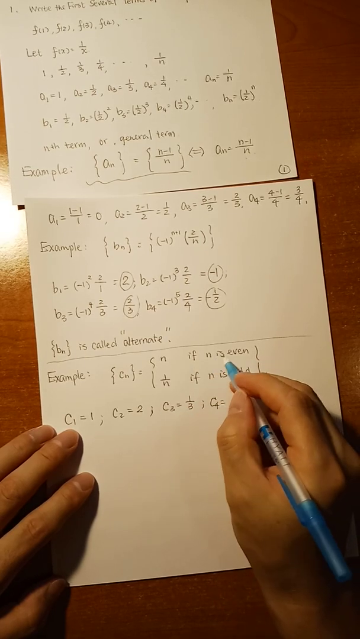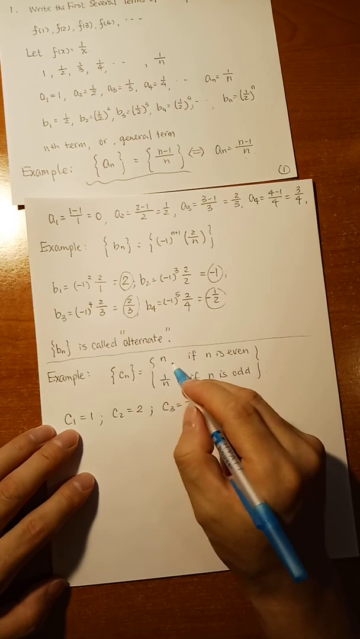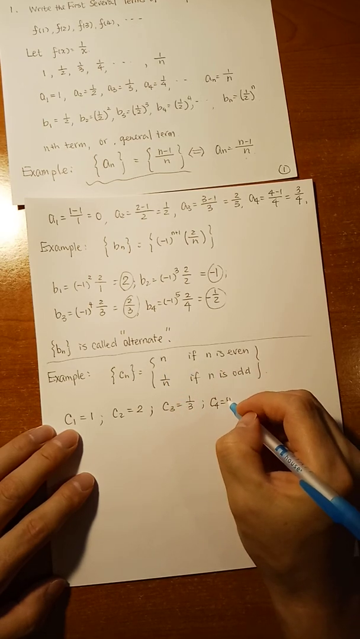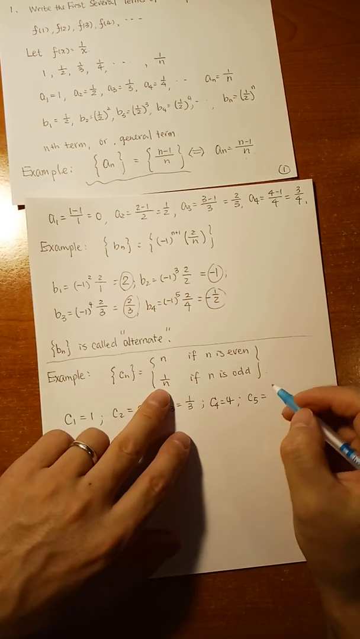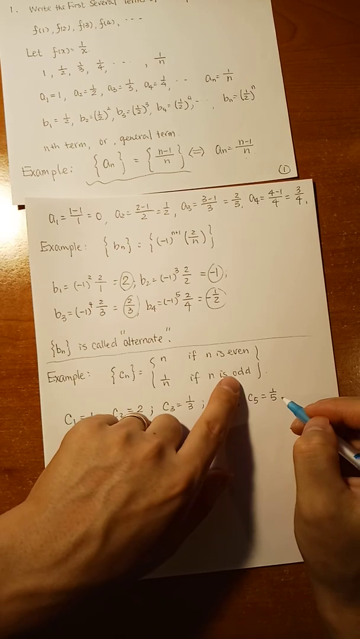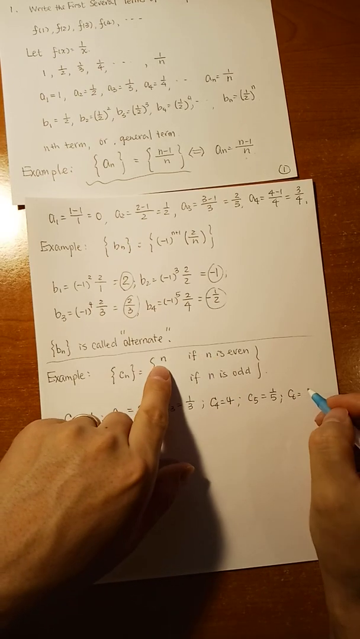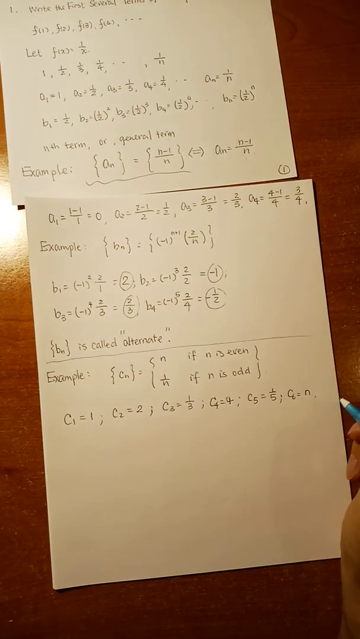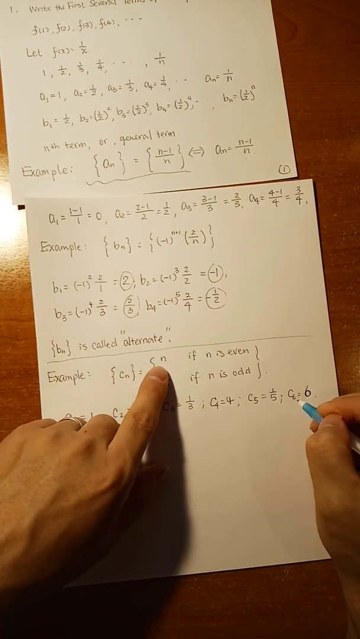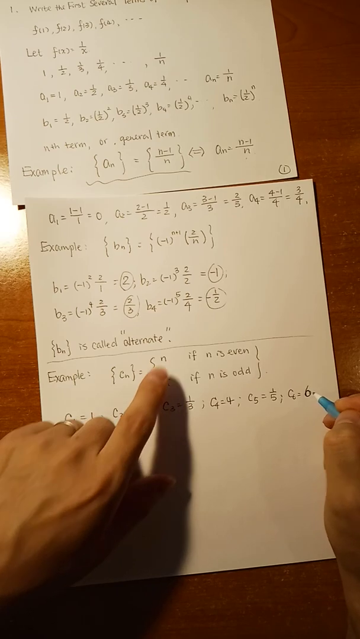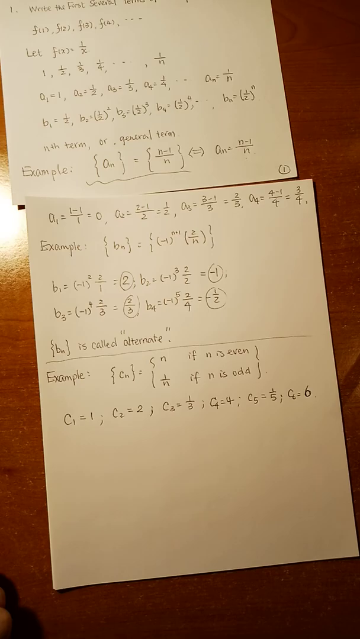c4, the index n is 4 which is even, so you follow the first expression, and it is equal to 4. And c5, similarly, it is equal to 1 over 5, because 5 is odd. c6, 6 is even, so you use the first expression n, so c6 is equal to 6. Okay?